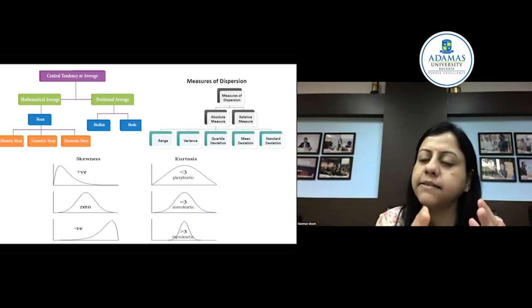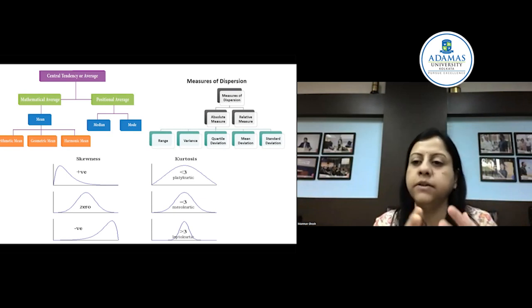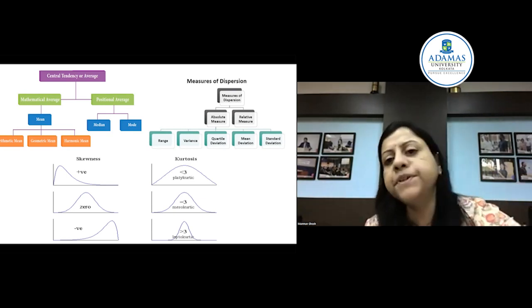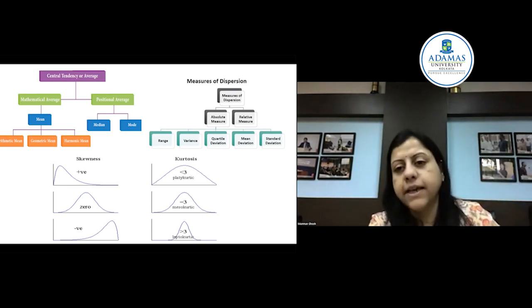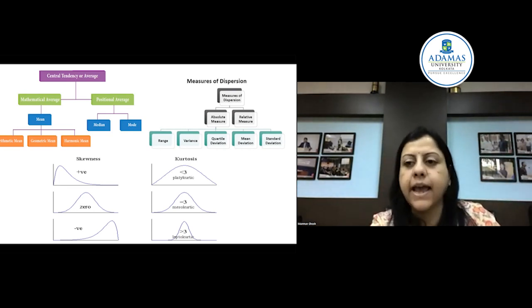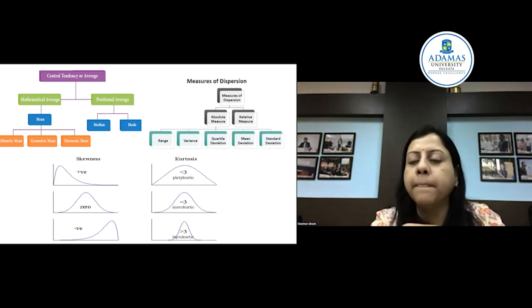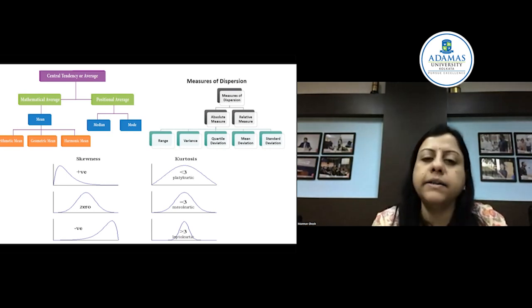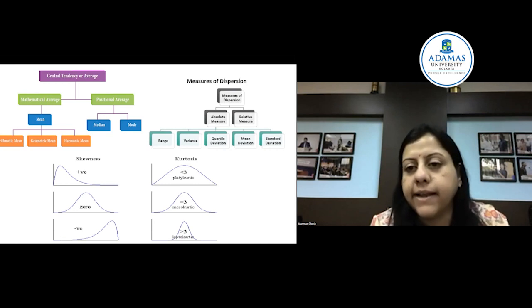So central tendency is just talking about your name and your background. Dispersion talks about your address as well as your experience, and how close you are to your data set as well as your center point is described by skewness and kurtosis.